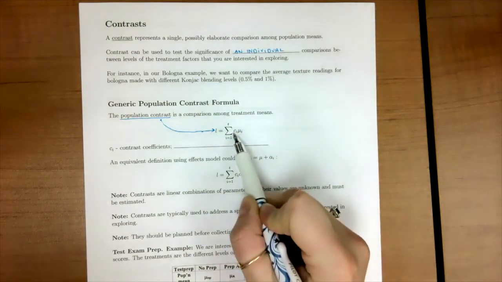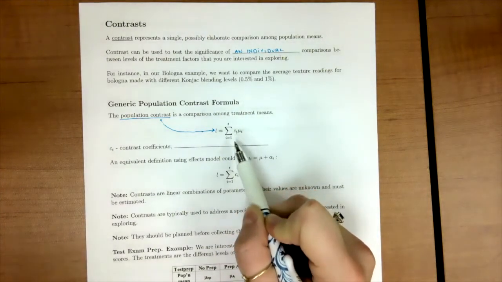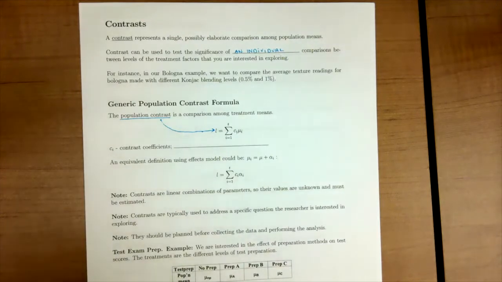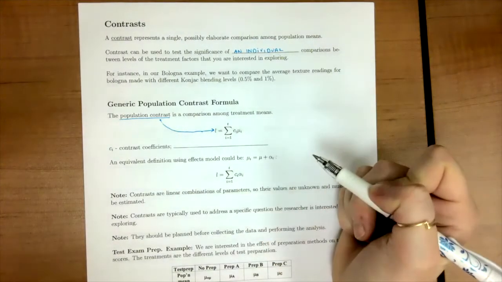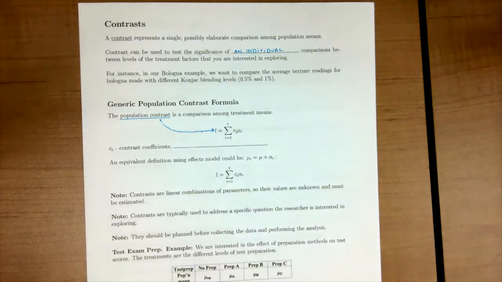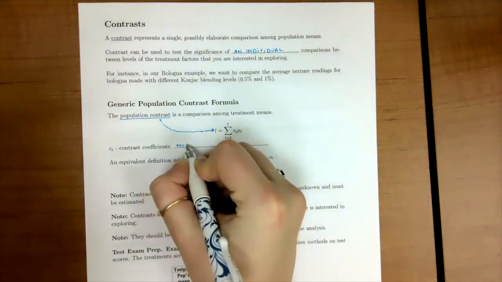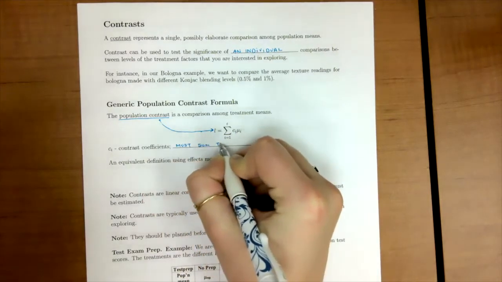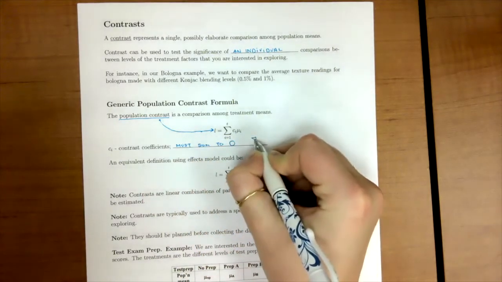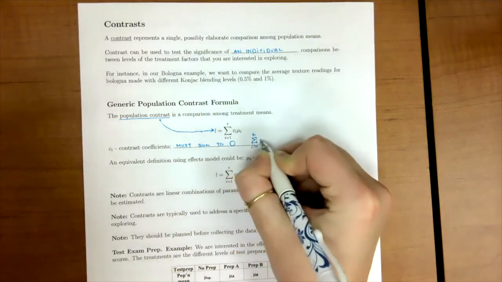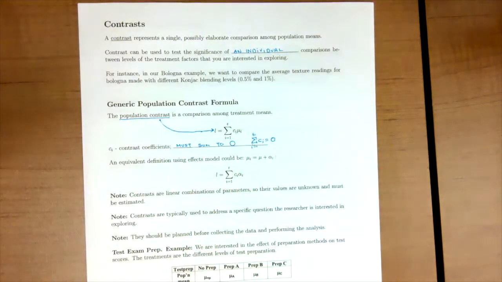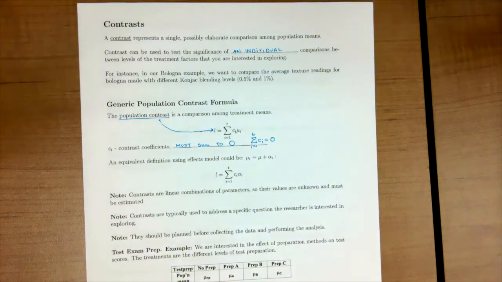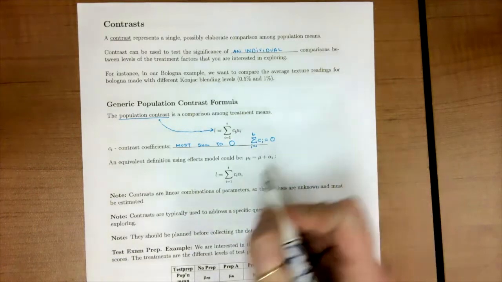So we see some c_i. These are going to be our contrast coefficients. And then we have our treatment means. The key here is that our contrast coefficients must sum to 0, i.e., the sum of the c_i equals 0. Again, this is just fancy notation to say that the contrast is a linear combination of our treatment means. We can also write this in terms of our effects model, and that's how we would write it here.